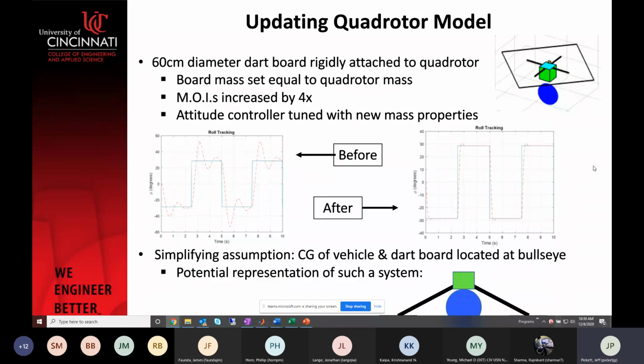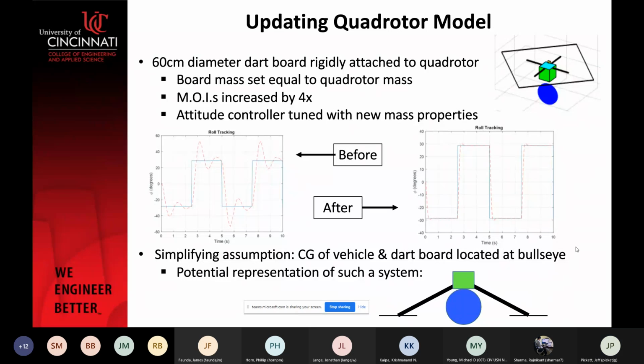We made a simplifying assumption that the center of gravity of our vehicle and dartboard system was at the center of the dartboard, which, if you look at the way we drew our quadrotor in the upper right-hand corner in the MATLAB simulation, it doesn't look like that would be the case, but I see it's cut off a little bit. But in the lower right-hand corner, we did think a little bit about how it could potentially be made so that the center of gravity does exist at the dartboard center.